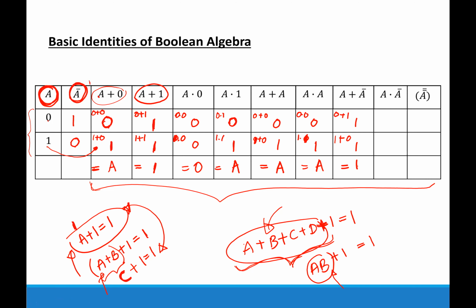And next one, 0 times 1 is 0. 1 times 0 is again 0. If we take A times A bar, if we multiply A and its complement, the final result is always equal to 0.